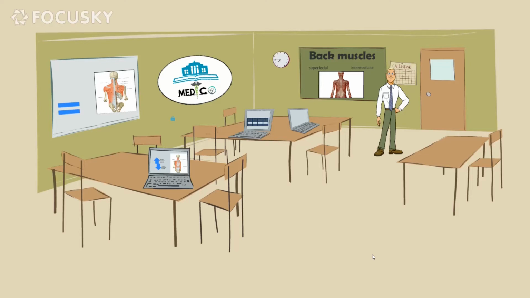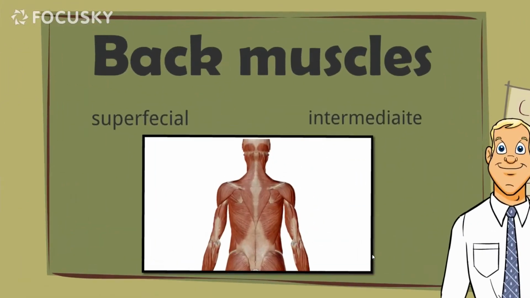Today I'm going to explain you about back muscles. So we have three types of back muscle: superficial, intermediate, and deep group. But in this part, I only want to explain you about superficial and intermediate. Superficial group consists of muscles involved in movement of the upper limb. An intermediate group consists of muscles attached to the ribs and have respiratory function.